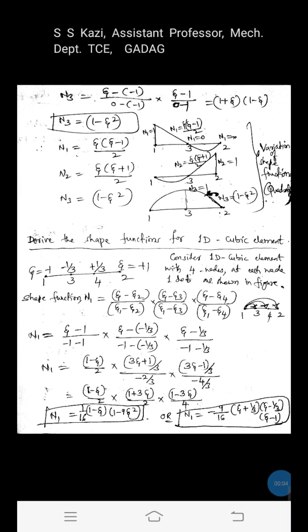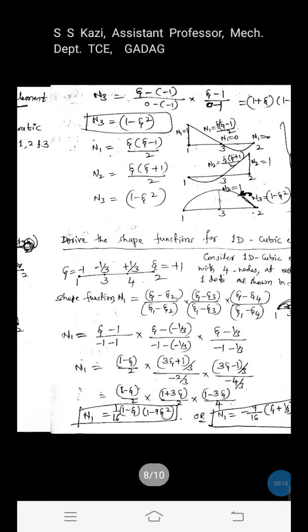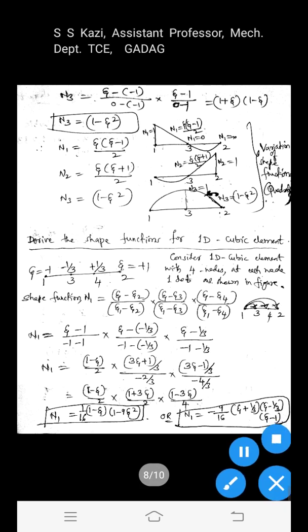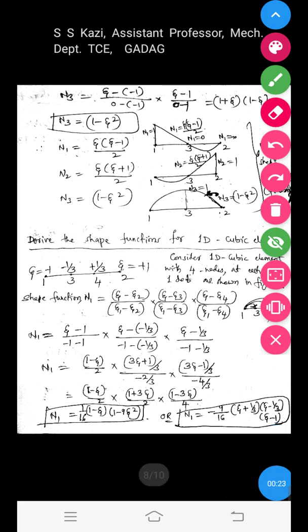In this video session, let us learn how to derive the shape functions for the one-dimensional cubic element. This is also one of the higher order elements that we already discussed in the previous video about higher order elements. Now, the one-dimensional cubic element is a four-noded line element. Nodes 1 and 2 are the corner nodes, and 3 and 4 are the mid-side nodes.